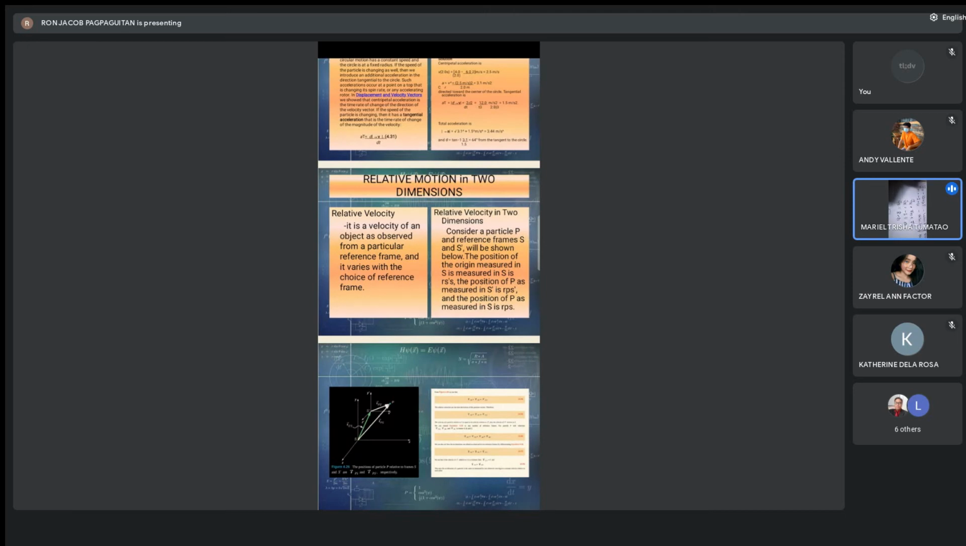We can now add the 2 velocity vectors to find the velocity of the person with respect to the earth. This is the formula for relative velocity. Velocity of the person with respect to the earth equals the velocity of the person with respect to the train plus the velocity of the train with respect to the earth. Since we have the values, we just substitute them. Negative 2 plus 10, since they are not the same sign, we deduct them. So, the velocity of the person with respect to the earth is equal to 8 meters per second. That is relative motion in one dimension.